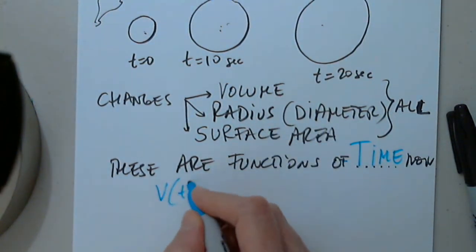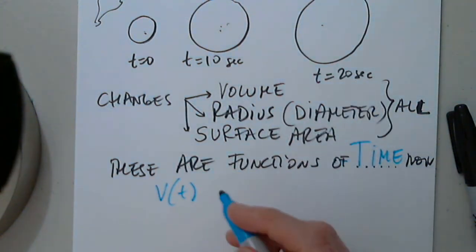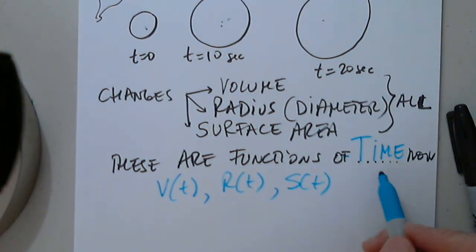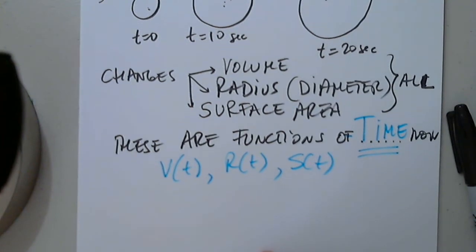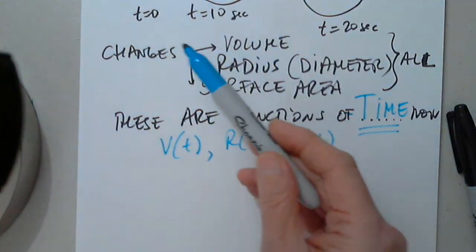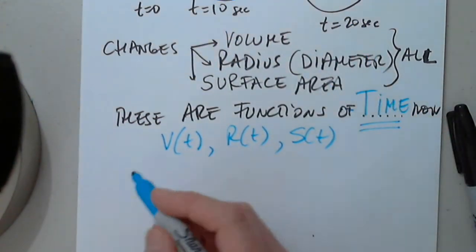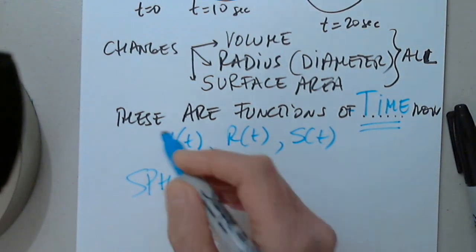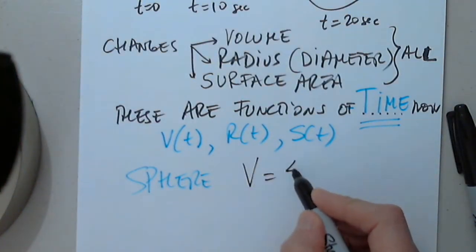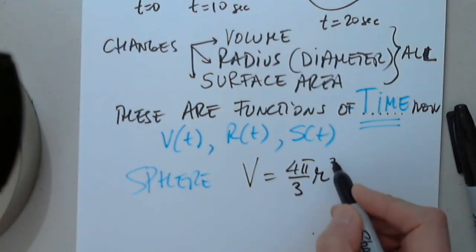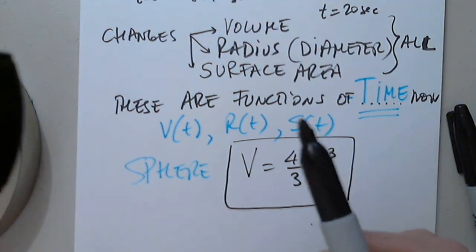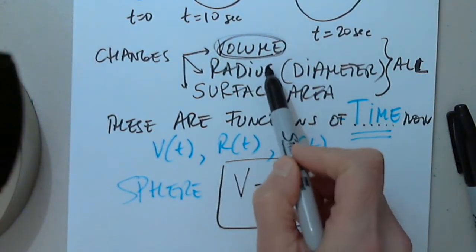The volume is now a function of time. It changes with time. The radius is a function of time. The surface area is a function of time. They all became functions of time. Okay, so here is an example of an equation, assuming that this is a sphere. It can be some other shape, but assuming it's a sphere, the volume of the sphere is 4 pi over 3 r cubed. As you see, there is a relationship between the volume and the radius.